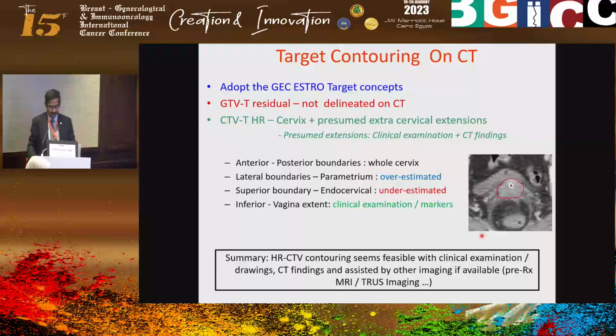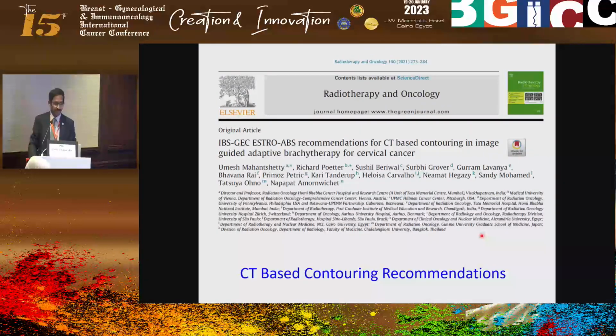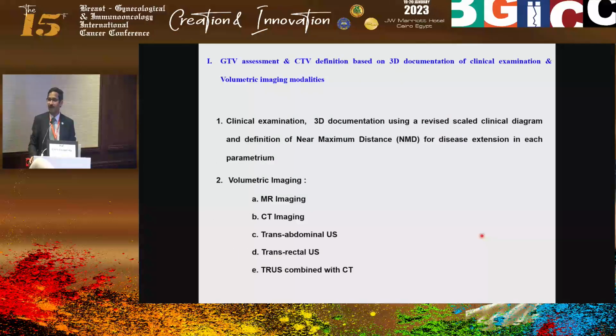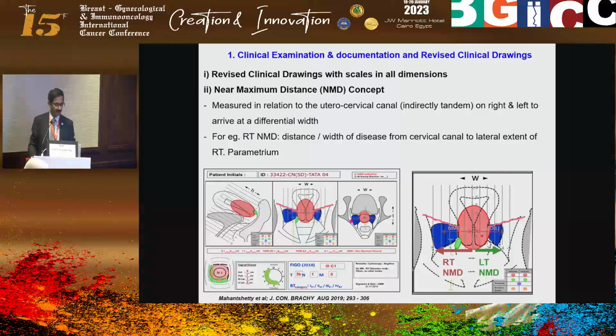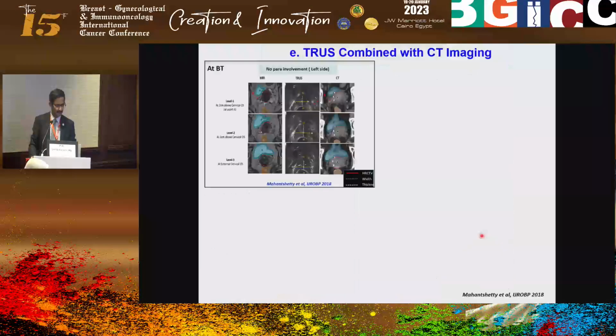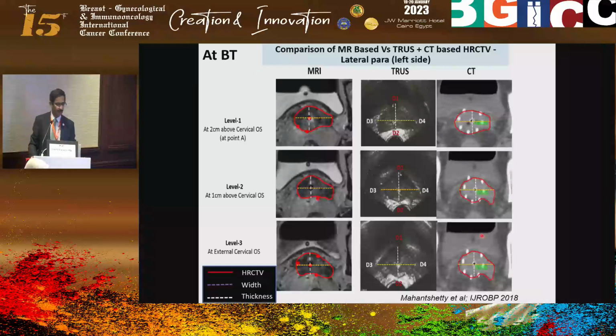So that is why in our recommendations, if you see, we have said that we can only contour high risk CTV and give some margins to make it intermediate risk CTV. Okay. These are all repeat. Yeah. So these examples I wanted to show.